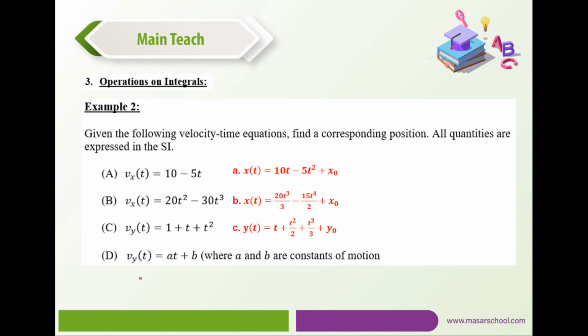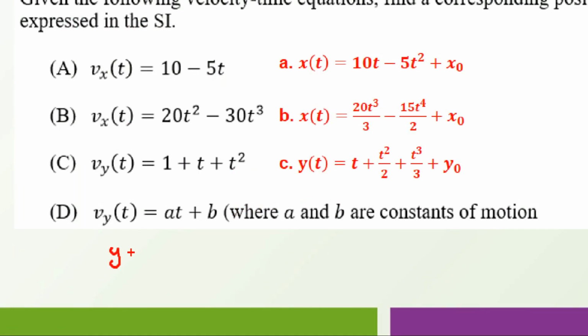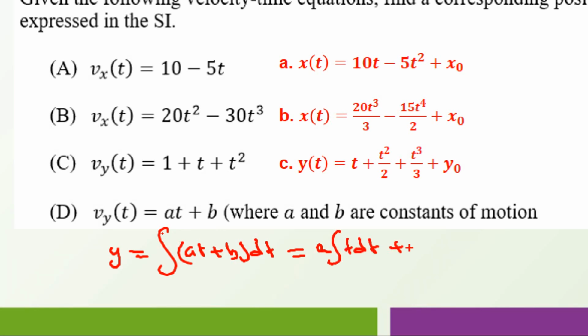Now for part D, y would be, let me also do that carefully, the integral of at plus b dt. Now we can distribute and take the coefficients out. That would be a integral of t dt plus b integral of dt, and that would be a t square over 2 plus bt plus y0. Okay.